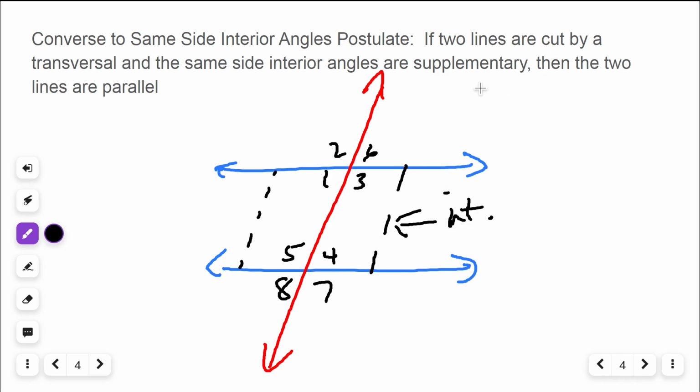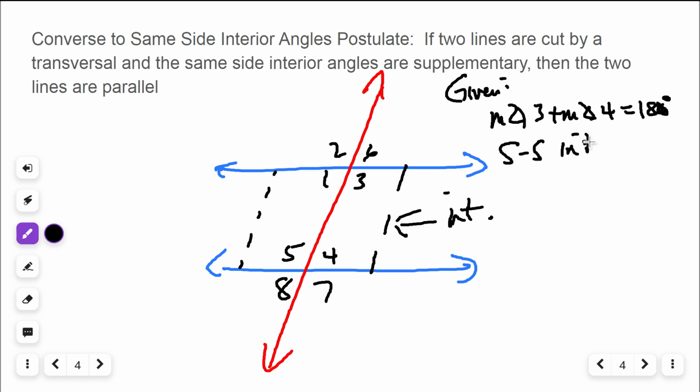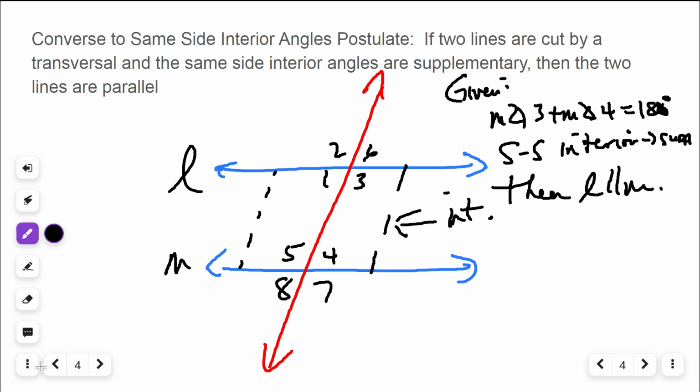And let's say I told you, given the measure of angle 3 plus the measure of angle 4 is equal to 180. Well, angle 3 and angle 4, they're both in the interior on the same side. So they're same side interior angles. Same side interior is supposed to be supplementary. So I said that they are supplementary, right? The two angles add to 180. Then we could say L and M are parallel.